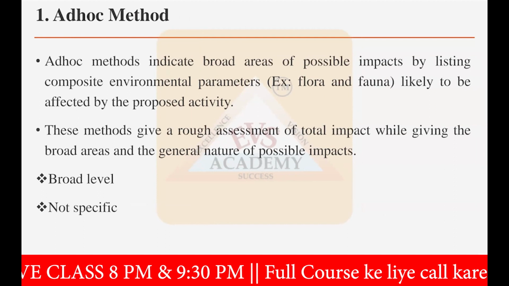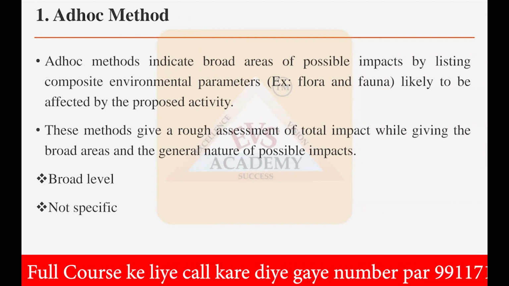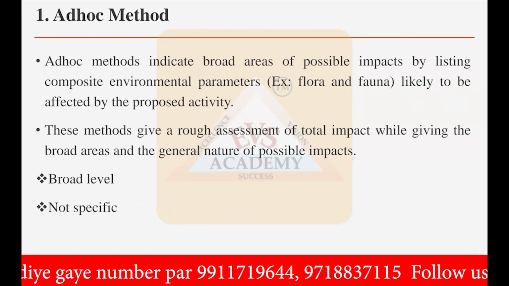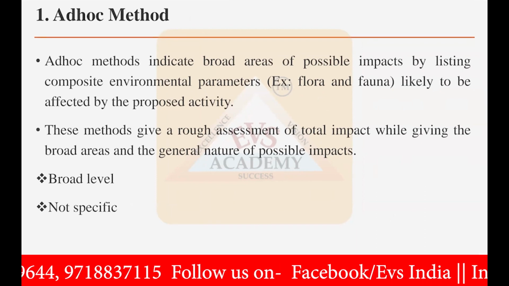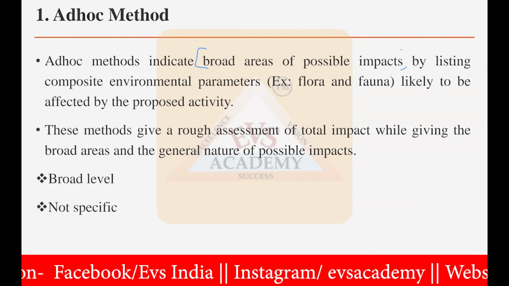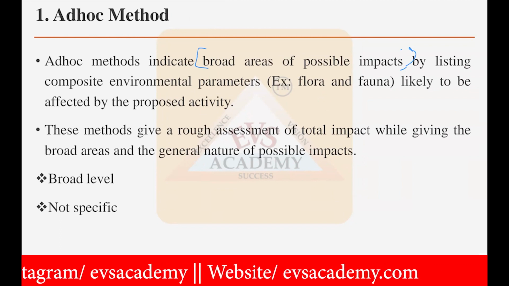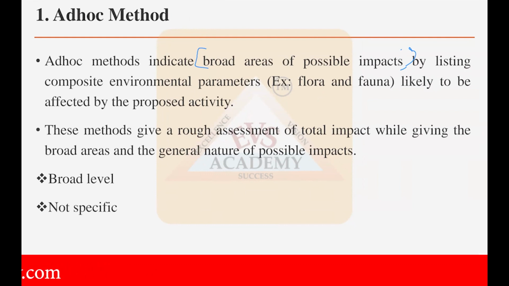The very first method that we have to discuss here is the ad hoc method. As in the name, you can see this is the ad hoc or the older method, or empirical method, you can say. The ad hoc methods are very simple methods that indicate broad areas of possible impacts by listing composite environmental parameters, for example, flora and fauna, likely to be affected by the proposed activity. So here only a broad view is provided.